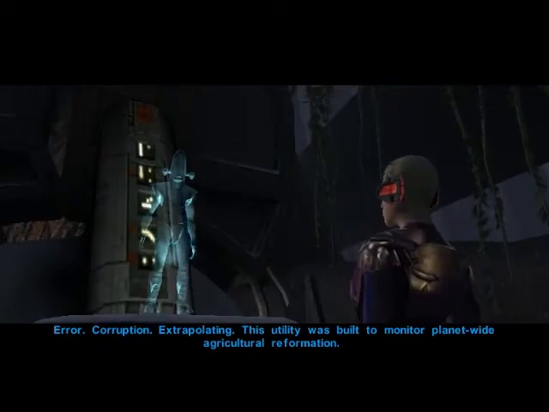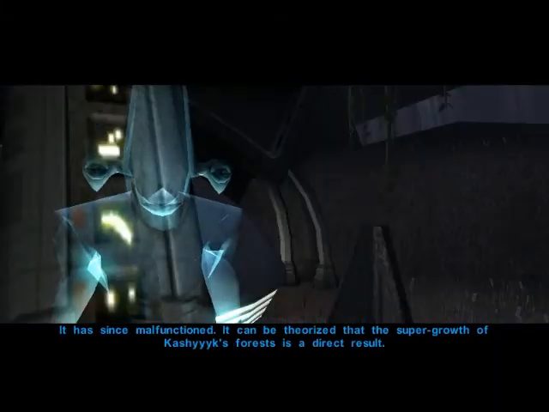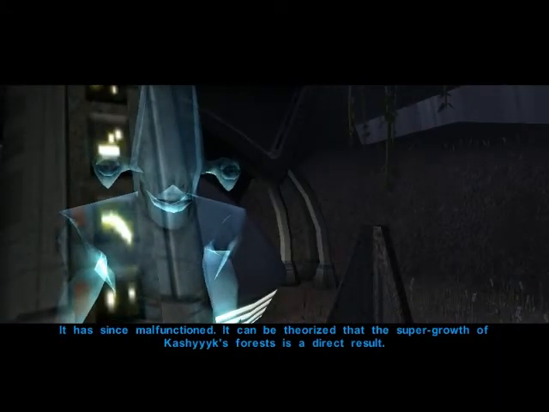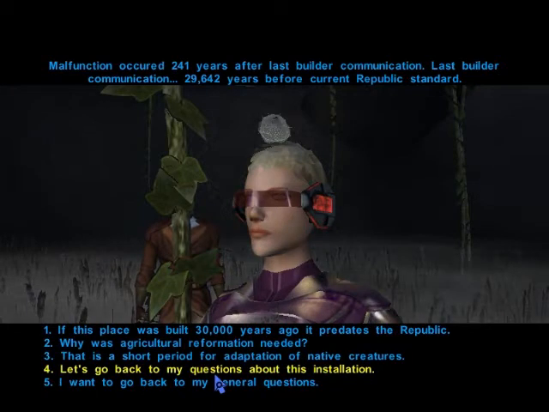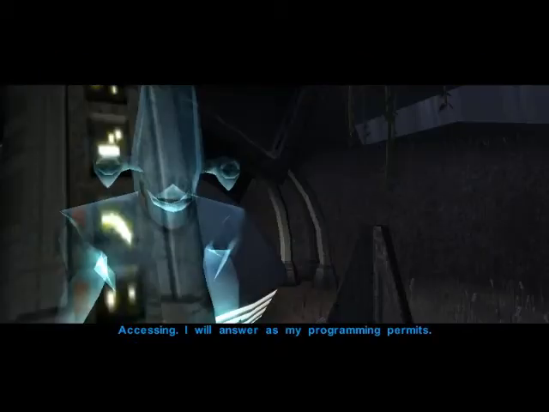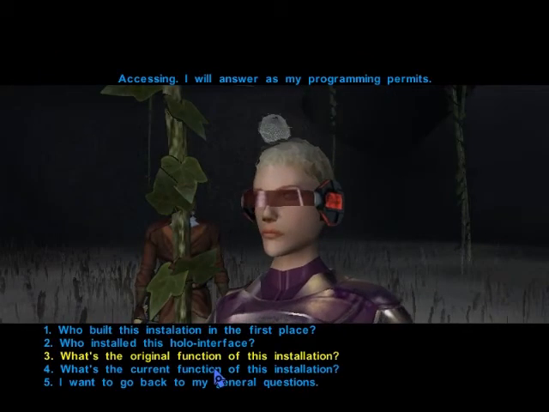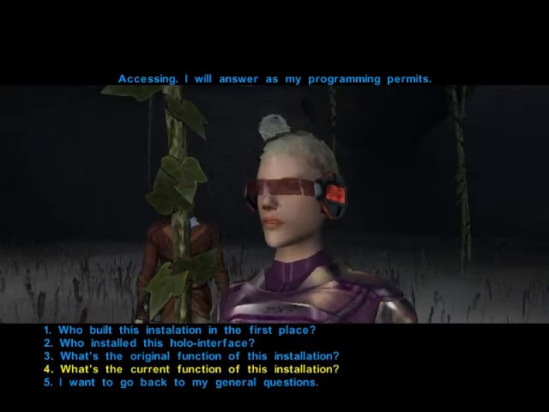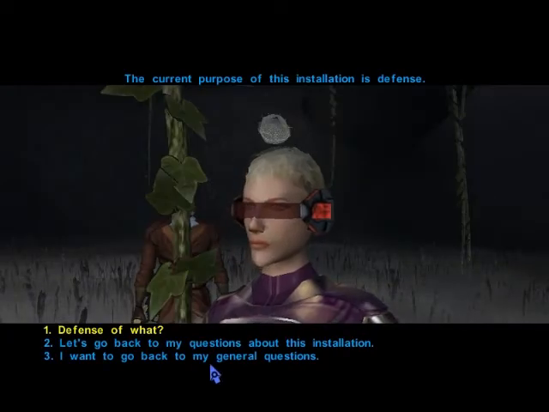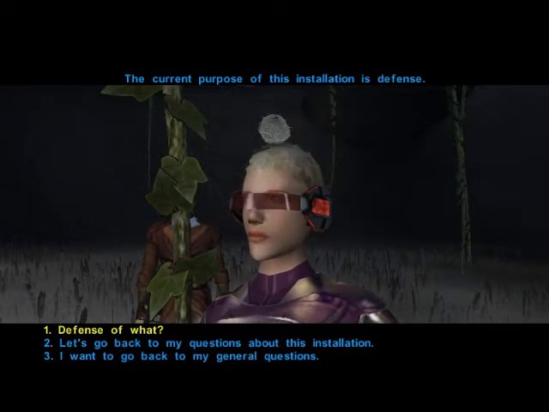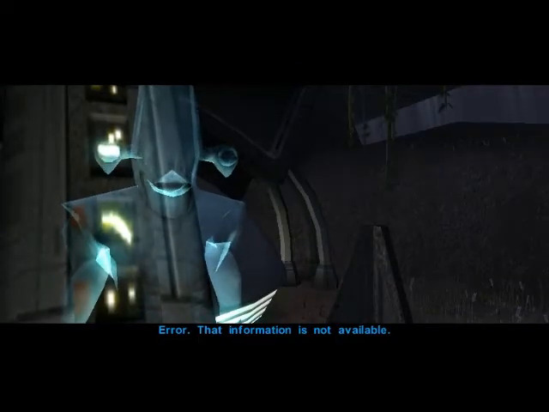Error. Corruption. Extrapolating. This utility was built to monitor planet-wide agricultural reformation. It has since malfunctioned. Okay. Well, I know this. Let's go back. Oh, we already asked that one. What's the current function of this installation? The current purpose of this installation is defense. Defense of what? Error. That information is not available.